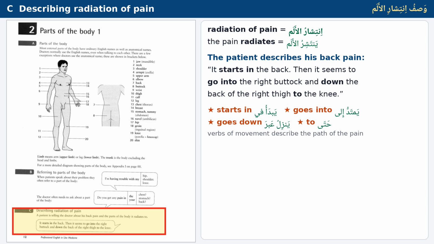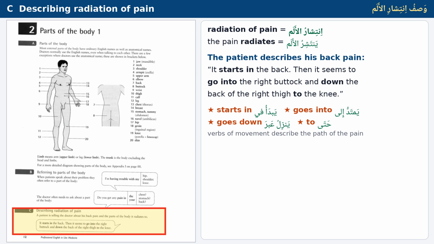Section C. Describing radiation of pain. وصف انتشار الألم. Radiation means the pain travels from one part of the body to another part. We say, the pain radiates. ينتشر الألم. Look at the speech bubble. A patient is telling the doctor about his back pain.